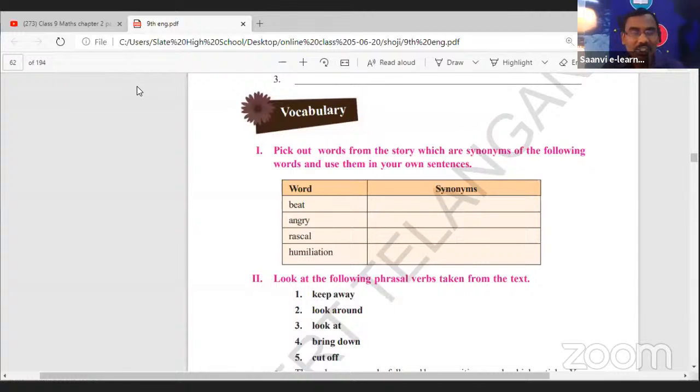Whack, W-H-A-C-K, whack. And one more word, rap, rap. These are the synonyms of the word beat: flog, thrash, whack, and rap. So go ahead with the next one, angry.